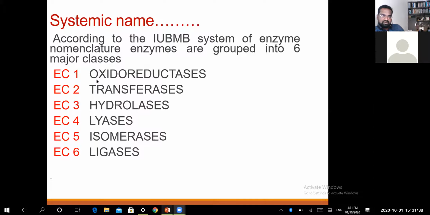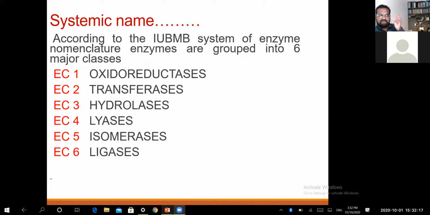Now, further, which kind of reaction the particular enzyme is carrying out will be explained in the subclass digit, meaning 1.1 or 1.2 will be there. So 1.1 will denote the oxidases, the enzymes bringing about oxidation reactions, and 1.2 will denote the enzymes bringing about reduction reactions. So just by looking at the enzyme commission number of the enzyme molecule, you can come to know what enzyme it is.